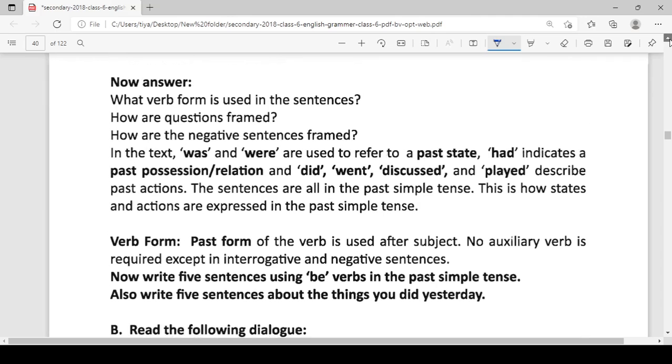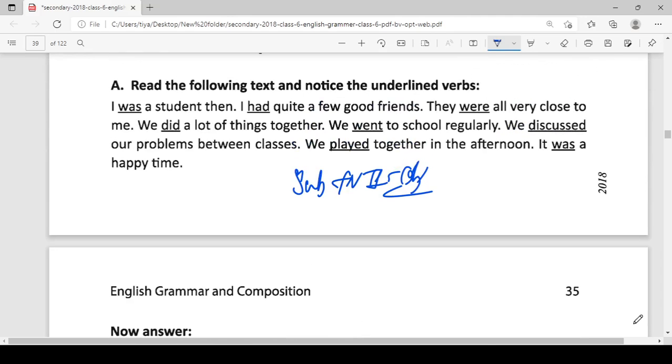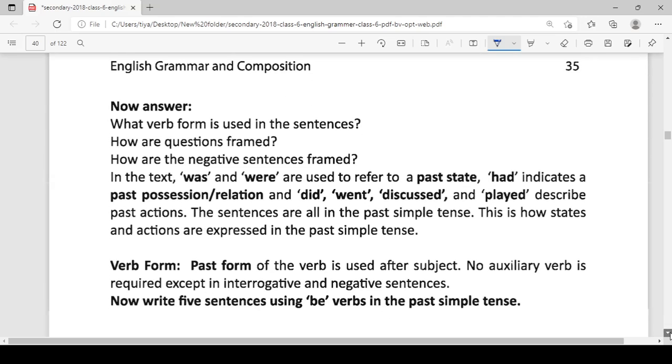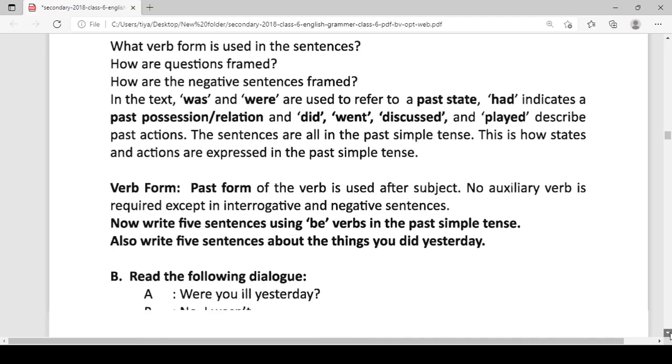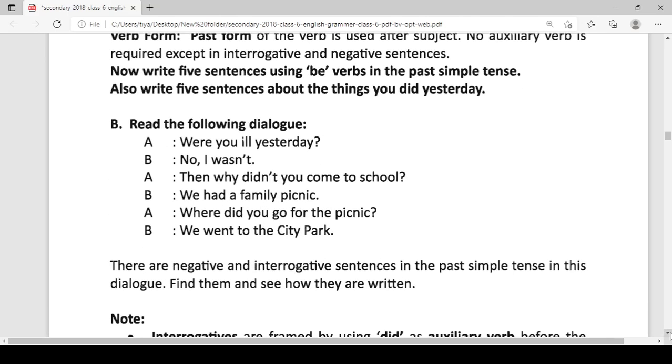So read the following passage, English grammar and composition, and now answer the questions. What verb form is used in the sentence? Second verb form is used in the sentence. How are question forms made? Just put the was and were before the noun and we can frame the question form. How are the negative sentences formed? For negative sentences, we need to use not after the was or were, or we just need to use did not. Okay, so the past form of the verb we use after the subject. No auxiliary verb is required with the subject in interrogative and negative sentences.